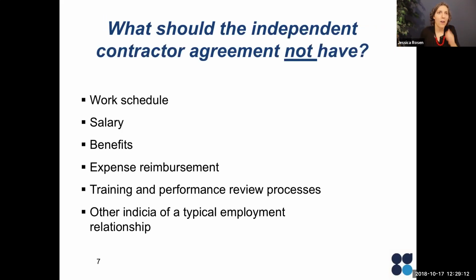So looking at what the contract agreement shouldn't have. As we talked about in the factors before, the more discrete a project is and the less control, the more it suggests an independent contractor relationship. So if you put in there that the worker needs to show up Monday to Friday, 9 to 5 or 9 to 1 or whatever the schedule is, that suggests a level of control and it undermines the independent relationship.